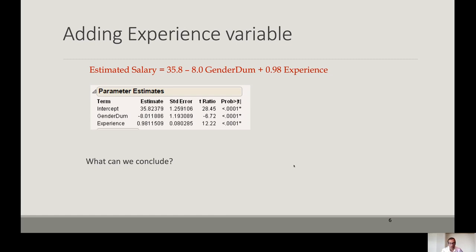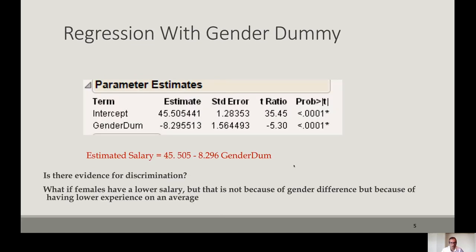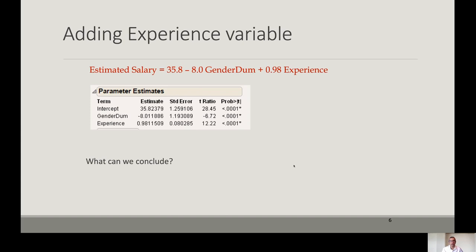So once we account for experience, then we can see that there is still a salary difference on average between male and female employees. But now this salary difference has become lesser, right? If you remember from the last specification, it was $8,296. But after accounting or controlling for experience, only 8,000. So now, what we can say is that clearly, the salary difference is still there, but after controlling for experience, it is not as bad. This difference is not as much.